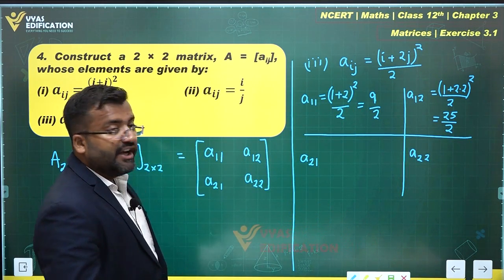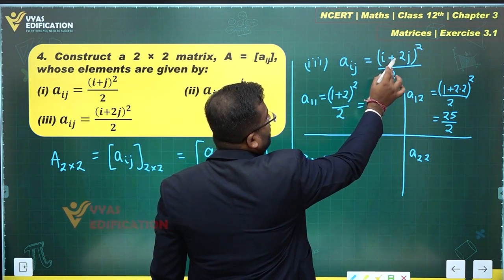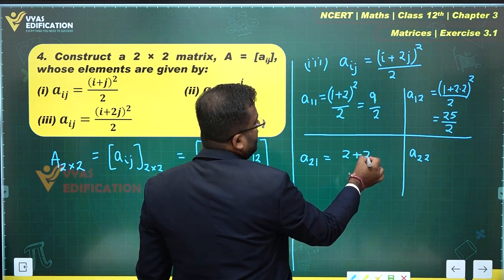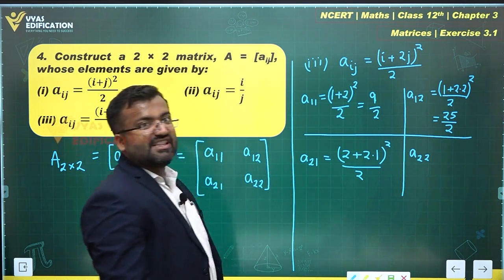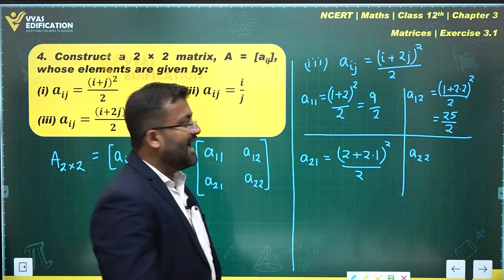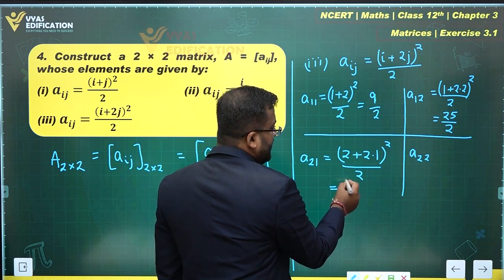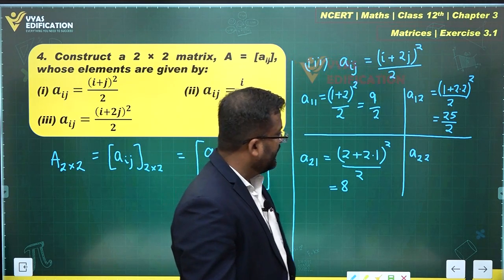What happens in case of A21? A21 would be (2 plus 2 times 1) whole square divided by 2. What is this equal to? This is 2 plus 2, which is 4. 4 square is 16 by 2, which is simply 8. This is what you get.